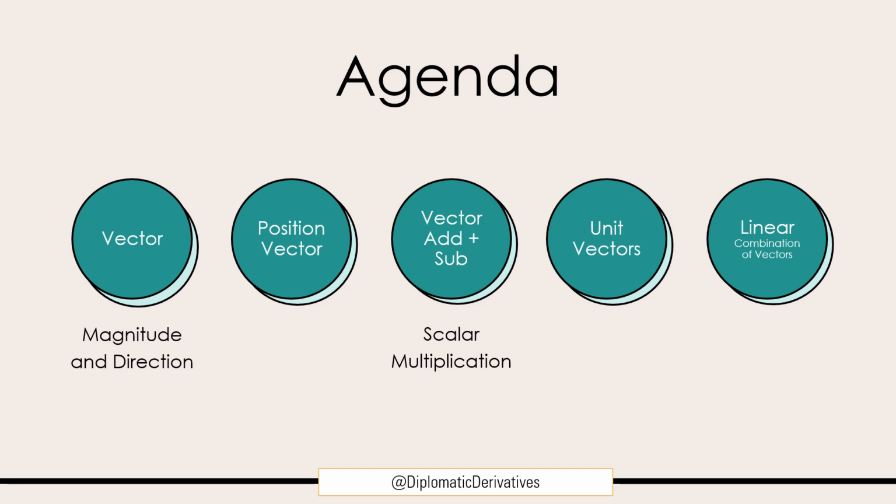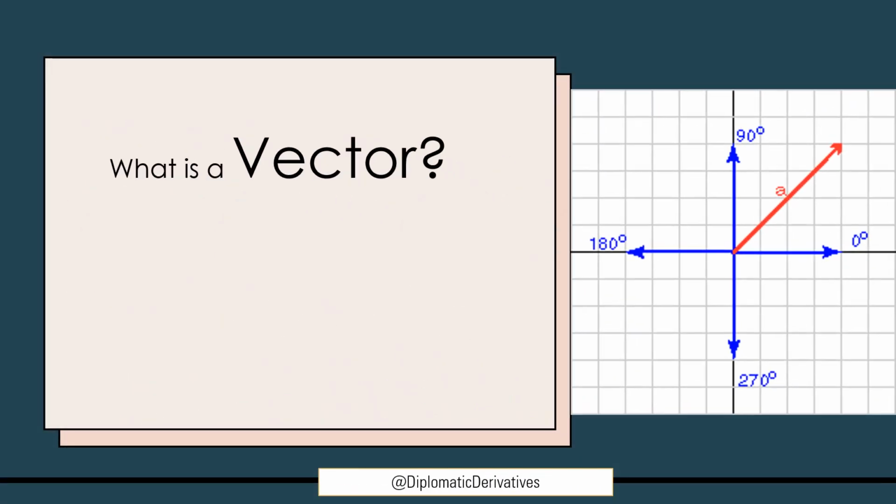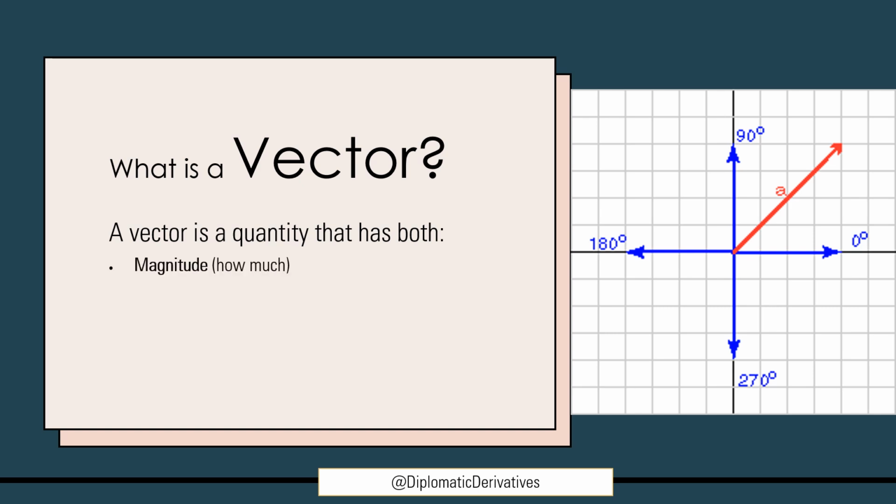Okay. First off, we're going to start with what is a vector. A vector is a quantity that has both a magnitude, that is how much, and a direction, that is in which way. When we talk about scalar and vector, scalar is something which only has a magnitude. It does not have a direction. Vector is a quantity that has both a magnitude and direction.